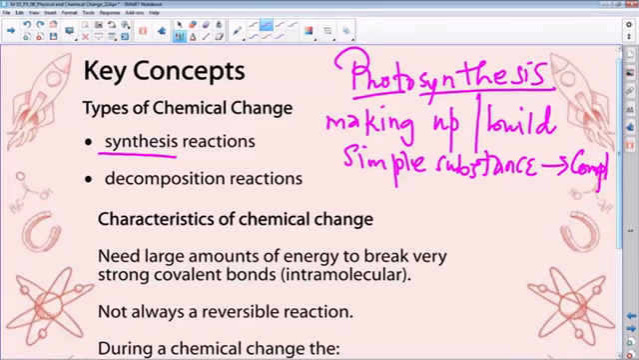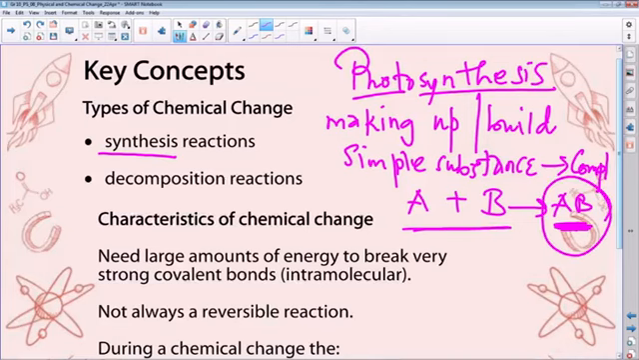So in a general case, we'll have, let's say, A plus B. A and B are simple substances, we can think of them as elements. And when they form new bonds, you get something like AB. So AB, new bonds have been formed between A and B. AB is a new substance compared to A and B, which were forming it. If you look at the chemical composition of AB compared to A and B, it's somewhat different. So we'll think of this as a new substance. So this is, in a general case, what would happen as far as new substances are formed in a chemical change.